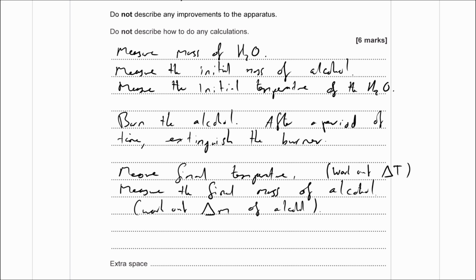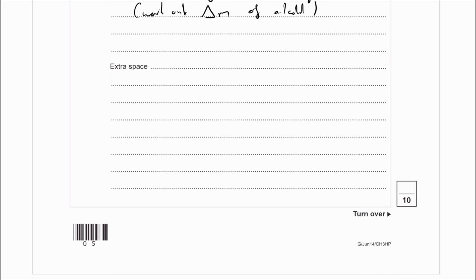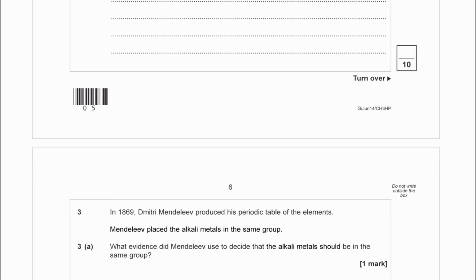So you have the temperature you want, you have the mass that you want, okay, and that is basically how we do it. And then we can work out the amount of energy released and the amount of energy released per mole or per gram of fuel from there. All right, and that is perfectly fine for 6 marks as long as you write it in good sentences.